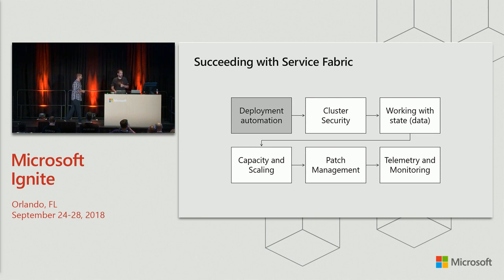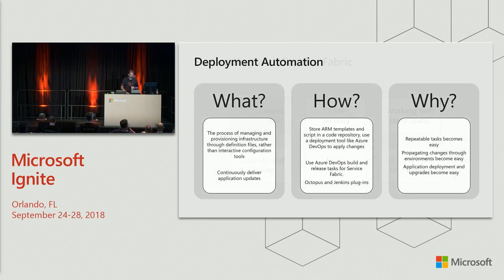Yeah, so let's start talking a bit about the deployment automation. And I think we got a slide about this. So when we talk about deployment automation, we really talk about 2 things. First of all, you have your cluster, you have your infrastructure as code you need to take care of. It's about the process of managing, provisioning the infrastructure through files, rather than having to run PowerShell commands or CLI commands against your cluster. We're also going to show you a little bit about how to continue to deliver your application updates, using a thing like Azure DevOps.